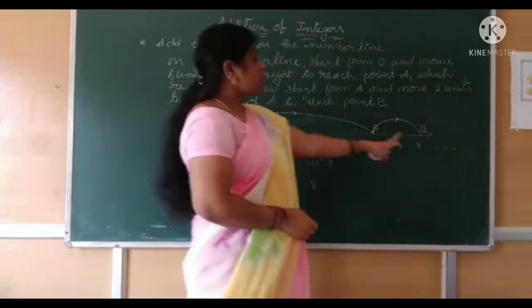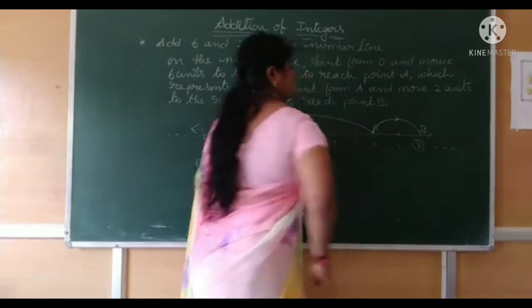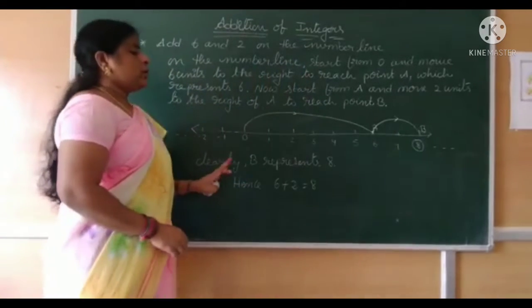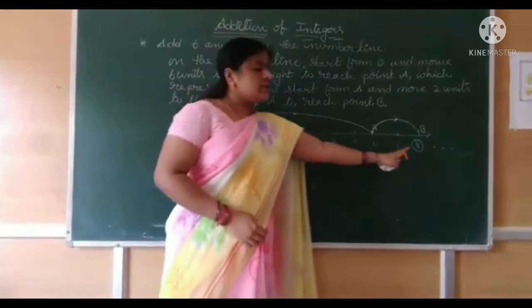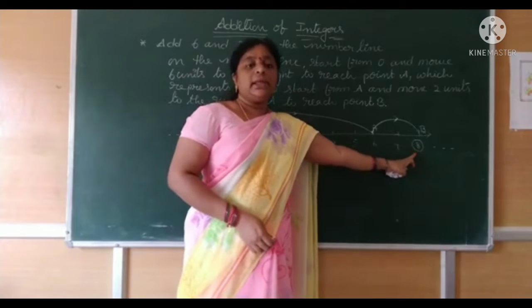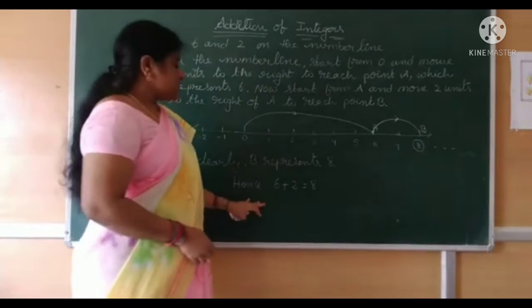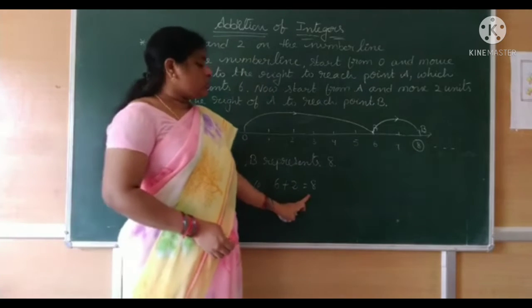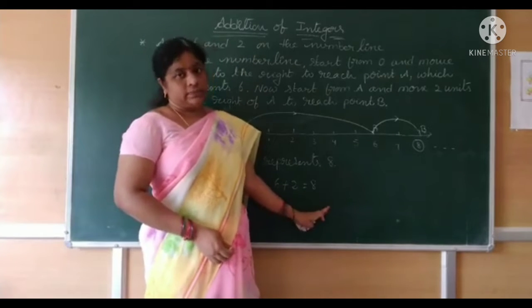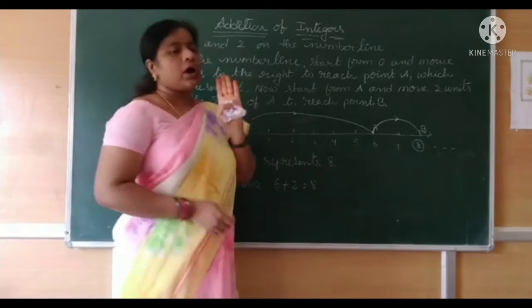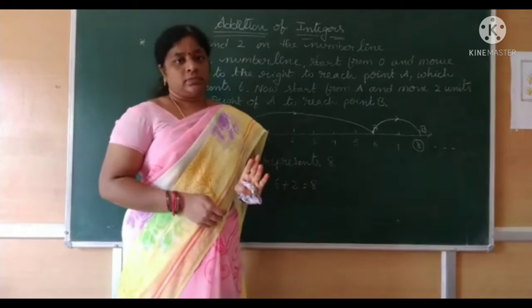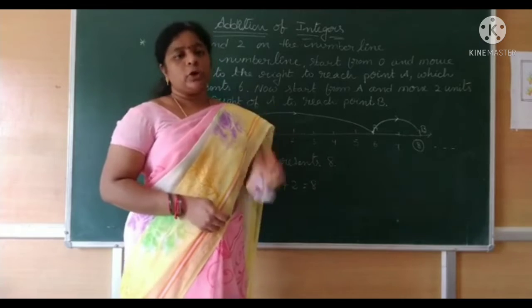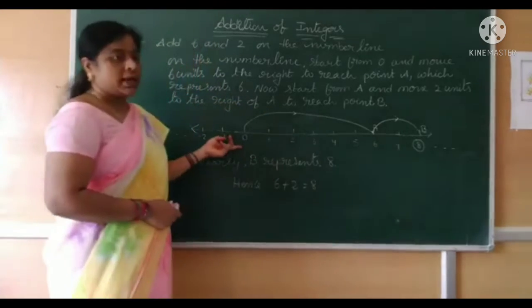So what is the result now? 8. Clearly B represents 8. Hence 6 plus 2 equals 8, if both are positive integers. If we want to add both positive integers, then we have to do it like this.